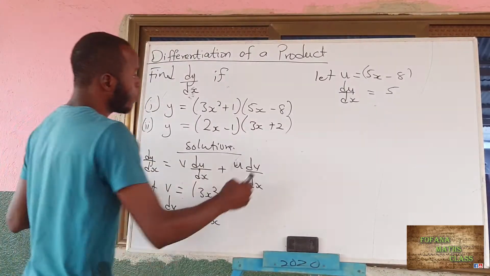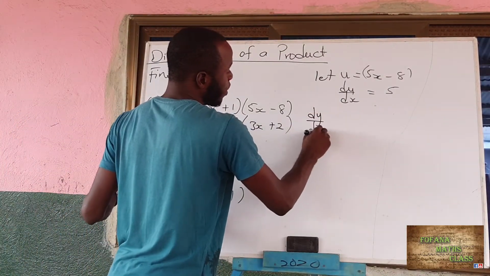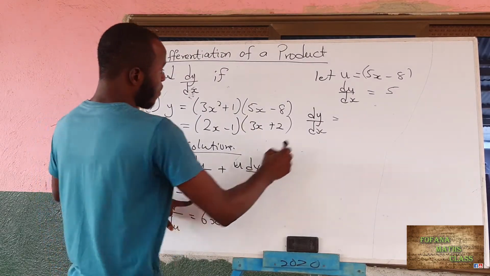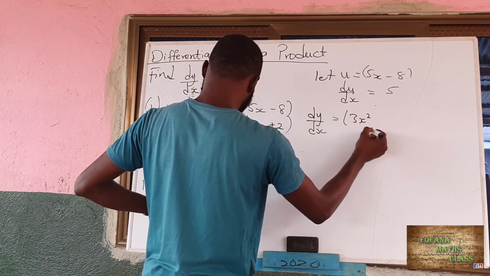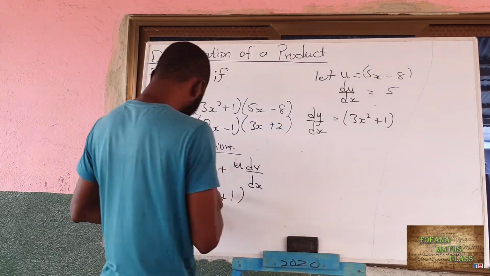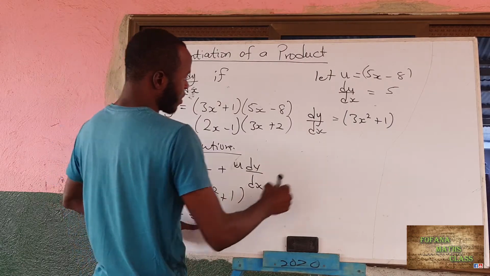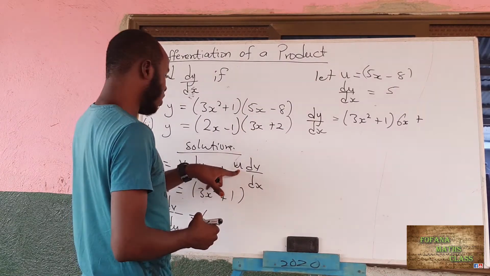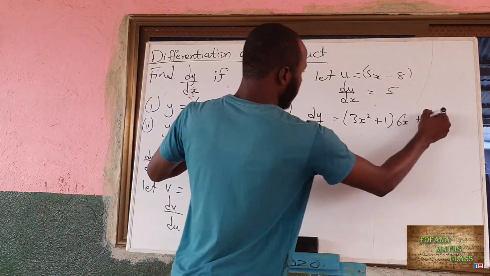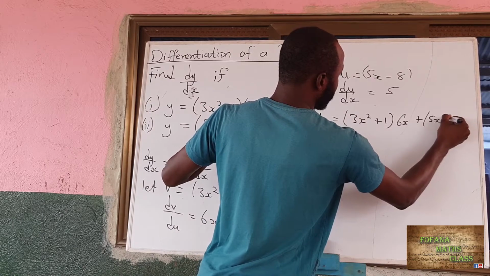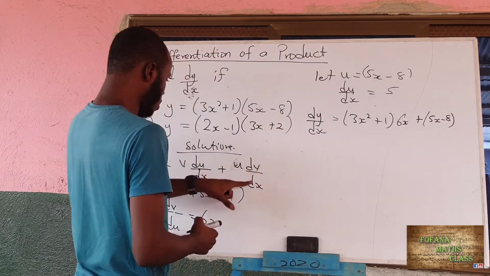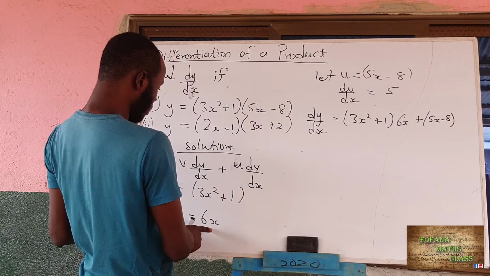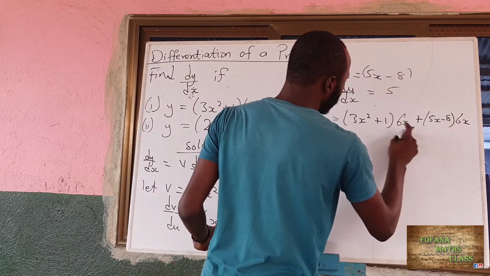formula that we wrote, we will be getting dy/dx to be v first. So what we do, make v equal to 3x squared plus 1, then bracket close, times du/dx. What did we get for du/dx? 6x. So 6x. Now plus u. What did we get for u? U is 5x minus 8, then times dv/dx. What did you get for dv/dx? So dv/dx is what? 6x.